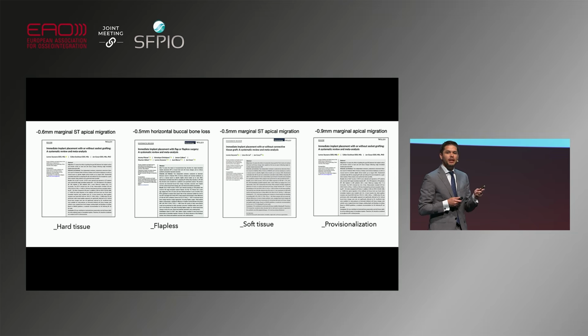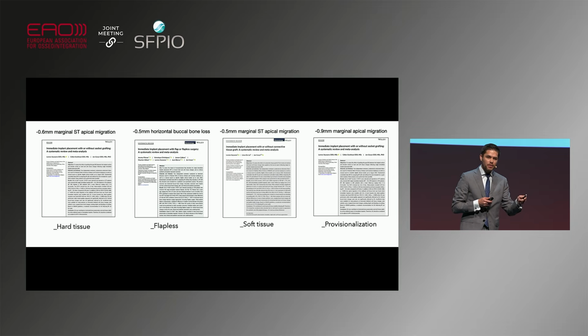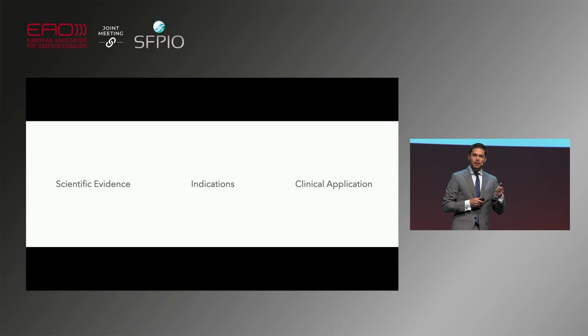This is almost a millimeter of putting or not putting a provisional restoration, or putting or not putting an abutment that holds the soft tissue. And this has a clinical impact. So my presentation today, I'm going to divide it in 3 parts. I'll discuss a little bit about the scientific evidence, then I'll move into the indications, and then I'll tell you a little bit how I perform these ridge preservation strategies.